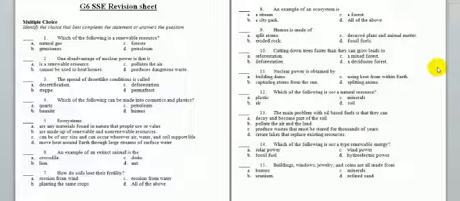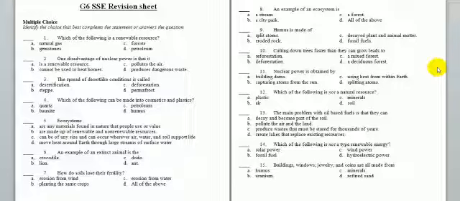Today we're going to start our revision sheet, the third quarter revision sheet. Just to remind you, we had only two lessons. The first lesson was about the soil, and the second lesson was about natural resources, renewable and non-renewable resources. So let's get down to our revision sheet.